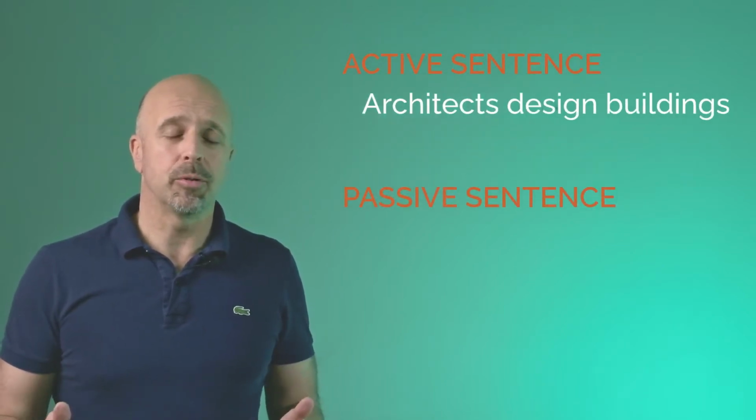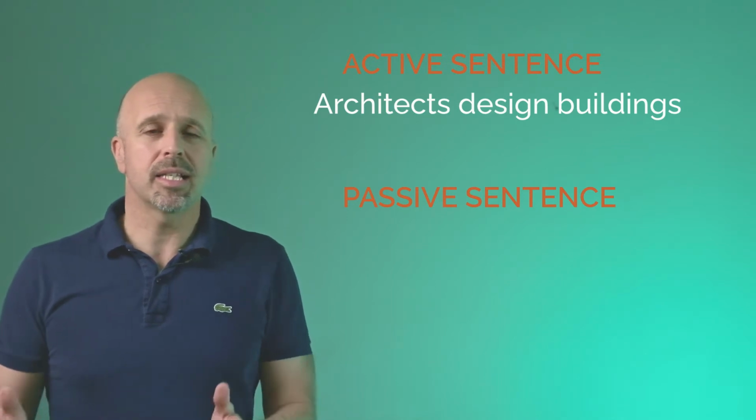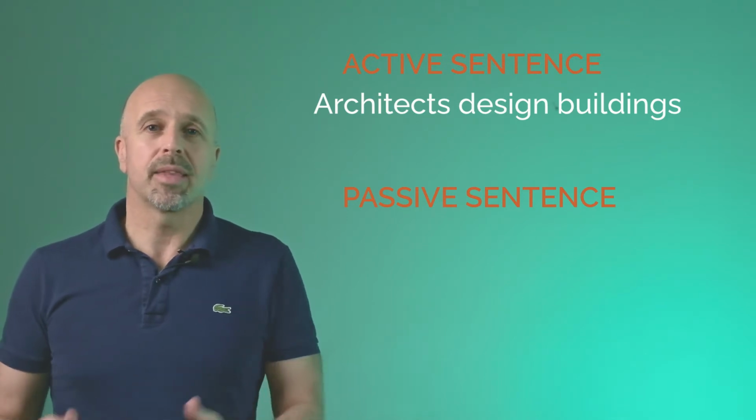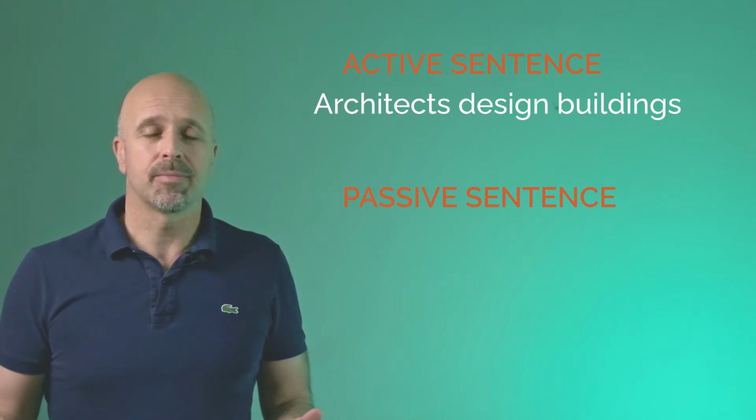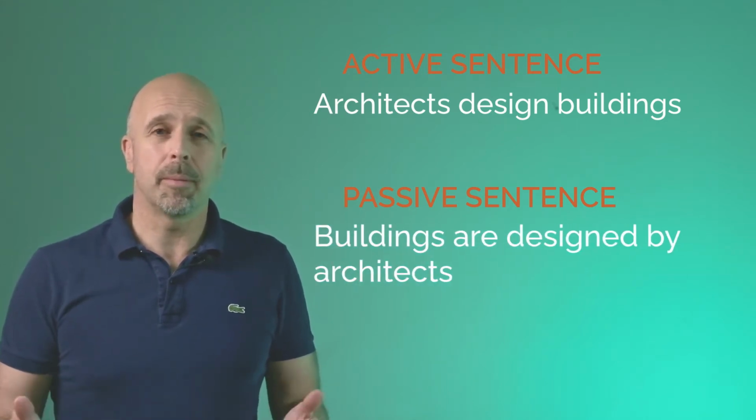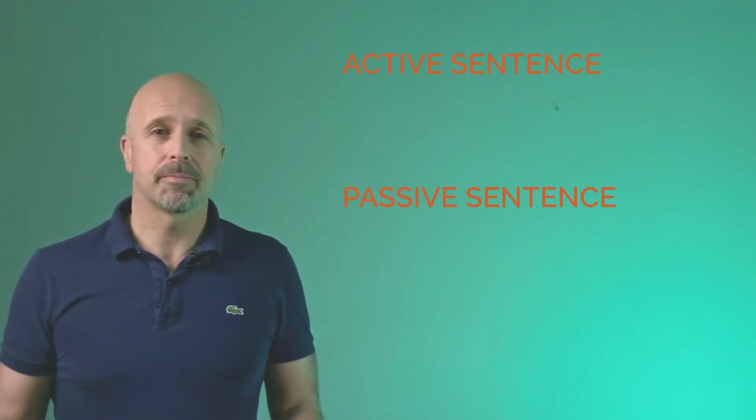Well, in English, all sentences are either active or passive. The passive voice is where we take the object of an active sentence and use it as the subject of a passive sentence. For example, architects design buildings. That's an active sentence. And in the passive, that will become buildings are designed by architects.